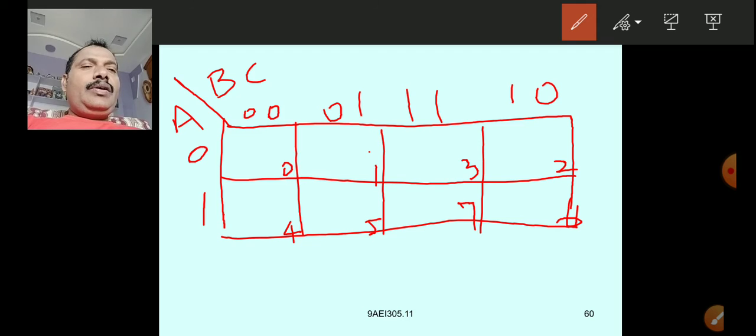After cell numbering, what you have to do is fill minterm values into the corresponding cells. What are the corresponding cells? 0, 4, 5, 6, 7 according to the given expression. So you have to fill like this: in cell 0, you fill 1. In the fourth cell also you fill 1. Fifth cell you fill 1. Sixth cell, and 7th cell. So that means total minterms are 5.